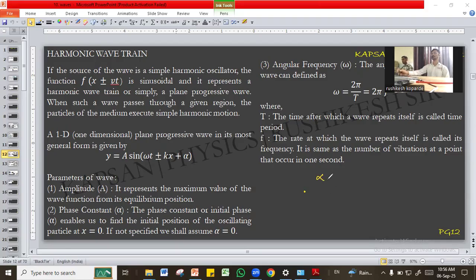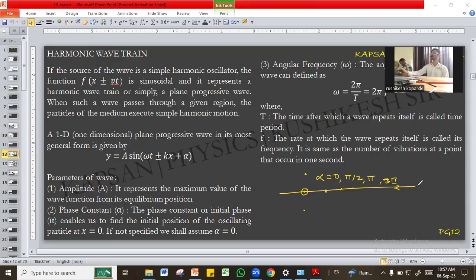What is initial phase? Initial phase is the angle corresponding to the initial location. What can the initial location be? Mean, extreme, or any general position. If it is mean, then alpha will be 0. If it is positive extreme, alpha will be 90. If it is mean and the particle goes to negative extreme directly, then it is 180. If initially the particle is at negative extreme, then the initial phase will be 270.